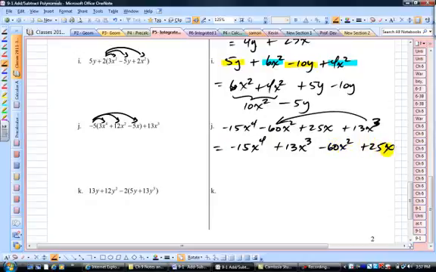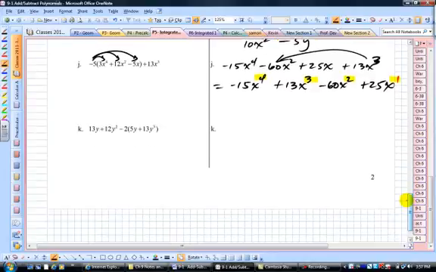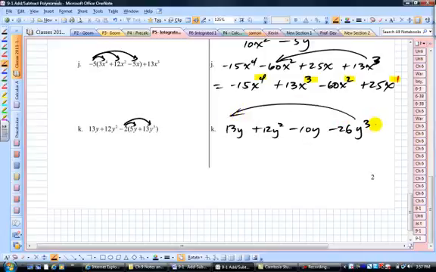There were no like terms, so I just regrouped and reordered it and put it in descending order. Okay, from 4th degree to 3rd degree to 2nd degree to 1st degree. And then you're done. Okay, last one. We're going to distribute through the negative 2. We've got 13y plus 12y squared minus 2 times 5 is 10y. And then negative 2 times 13 is negative 26y cubed. This one jumps out in front because it's the highest degree.